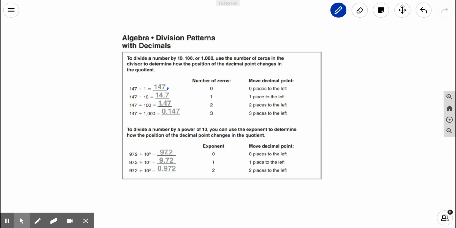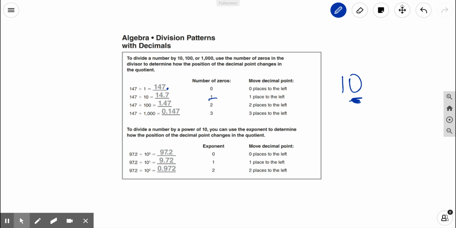Now, if we were going to divide 147 by 10, let's take that example of rocks again. If I had 147 rocks and I wanted to split them between 10 people, how many rocks would each person get? Well, the decimal is going to move one place to the left because in the number 10, there's 1 zero, okay? So the answer then becomes 14 7/10.